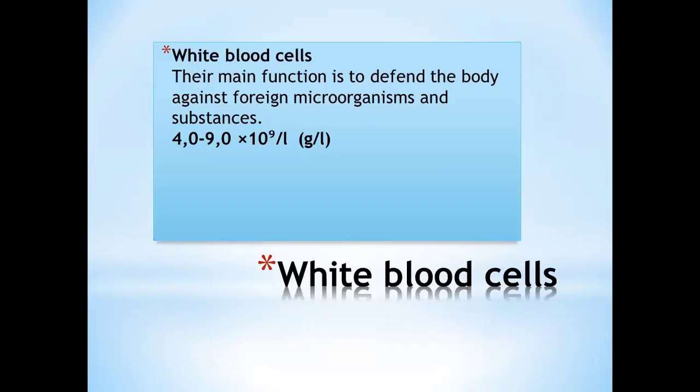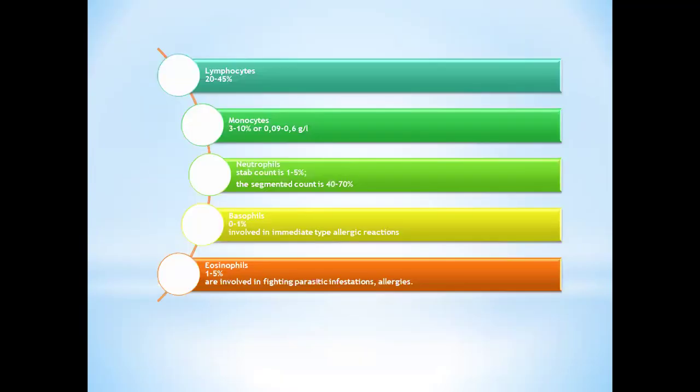White blood cells. Their main function is to defend the body against foreign microorganisms and substances. Leukocyte formula: lymphocytes 20–45%, monocytes from 3 to 10%. Segmented neutrophils count is from 40 to 70%.